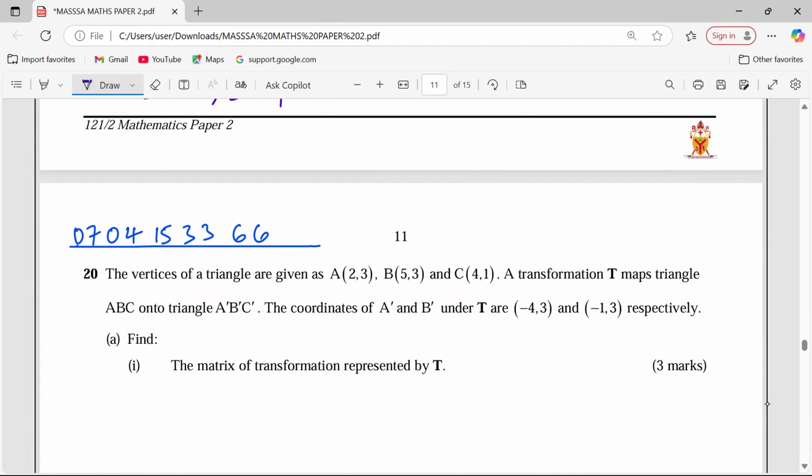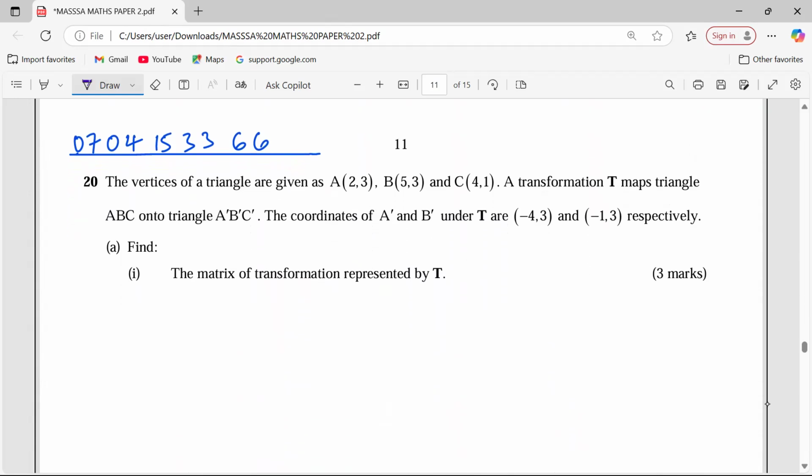So that is it on the question on income tax. We check number 20 now.